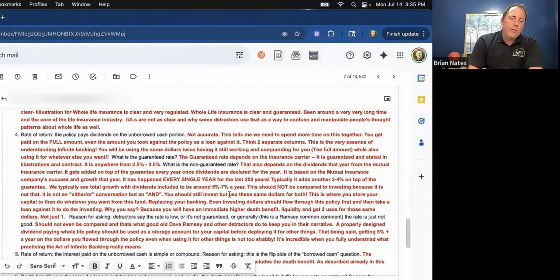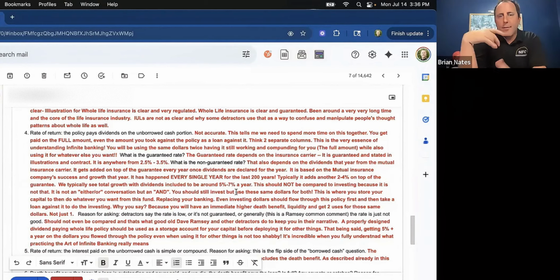Typically, the total growth, including the dividends, you add another 2 to 4%. We usually see somewhere, I'll go low and say 4.5 to 7% total. Every year is a little different, and that's total. I said 5 to 7, right? So I always say, let's estimate around five, but it could be a little more, it could be a little less. This should not be compared to investing.